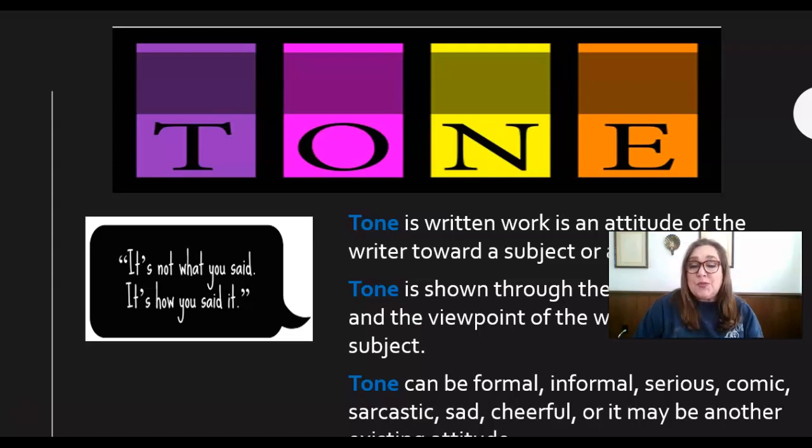So tone is a written work's attitude. What kind of attitude is in the writing? It can be shown through choice of words or how you phrase or how you include information in your paper. A couple tones that you could consider would be formal, informal, serious, comic, sarcastic, sad, cheerful, all sorts of tones.